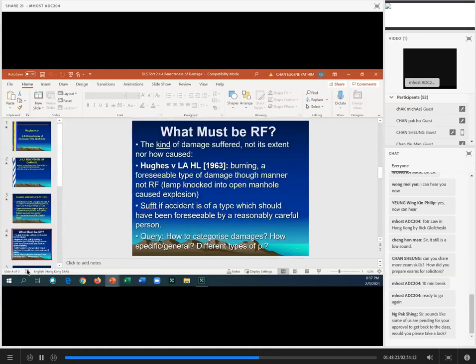So what must be reasonably foreseeable when it comes to the remoteness of damage issue? Well, it's the kind of damage suffered, not its extent. And the leading case on this is Hughes and the Lord Advocate, again on page 63. The defendant was a post office. The employees of the post office opened a manhole intending to repair the telephone system underground. Well, Hong Kong's pretty good at keeping all these facilities underground, so that's good. So this is what happened here. And so they were underground repairing the telephone system.